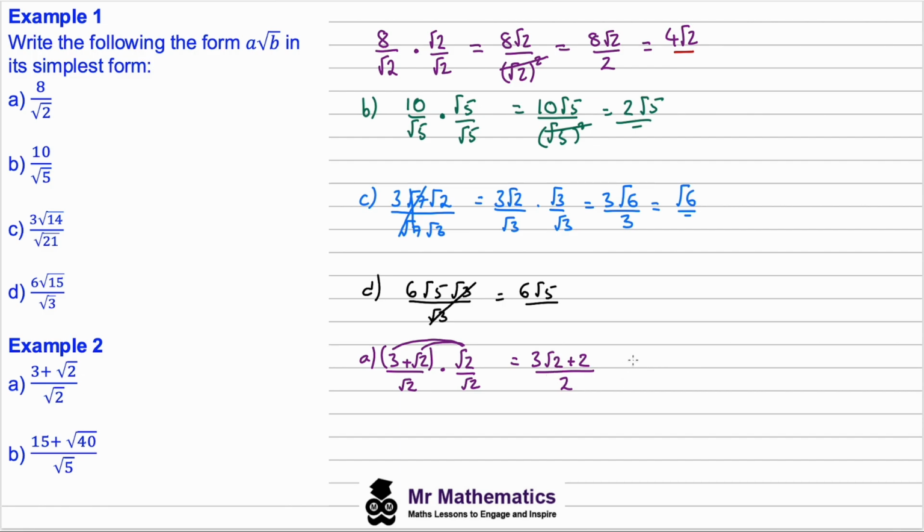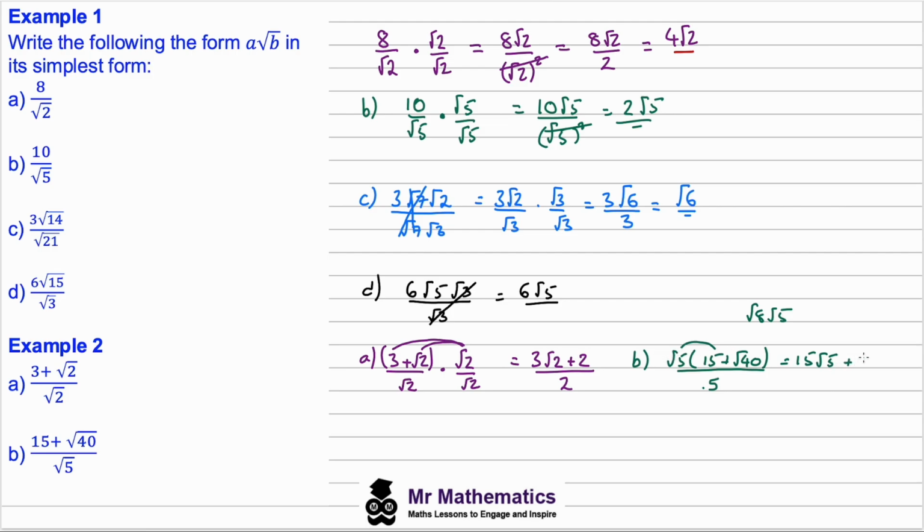And then for question B, we can multiply the numerator and denominator by the root 5. So we've got root 5 lots of 15 plus root 40 over root 5 squared. So this is just 5. We can expand out our numerator. We've got 15 root 5 here. And then the square root of 40 is the same as root 8 root 5. And when you multiply this root 5 by this one, we just get 5.